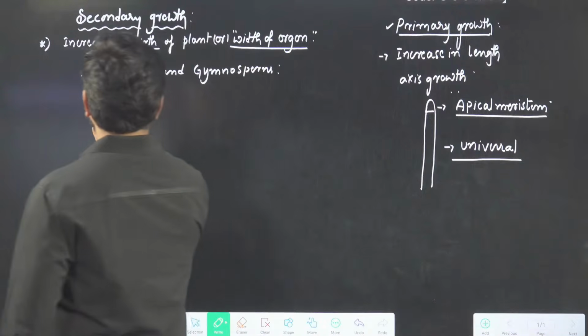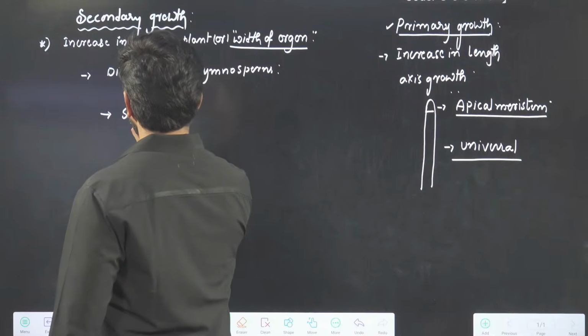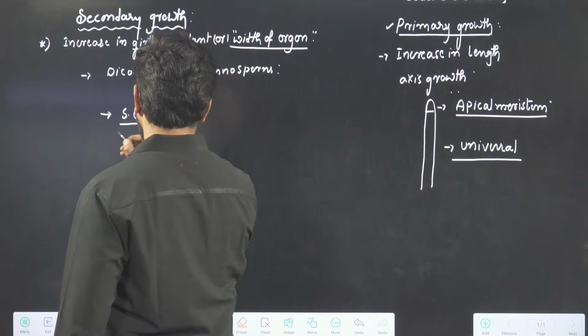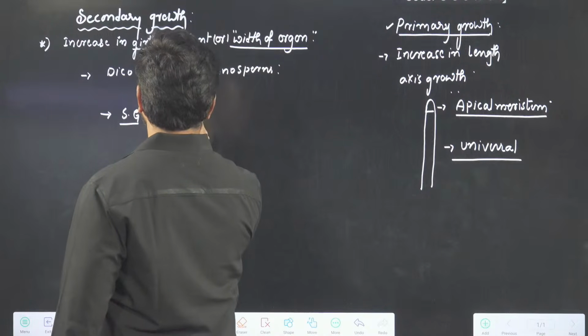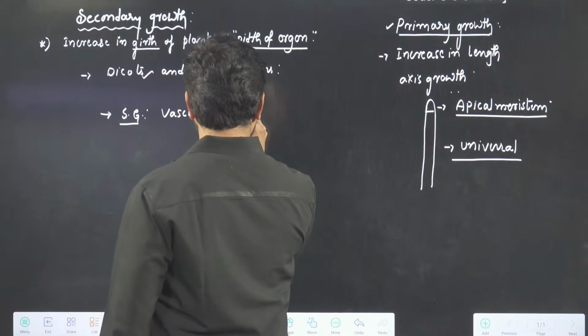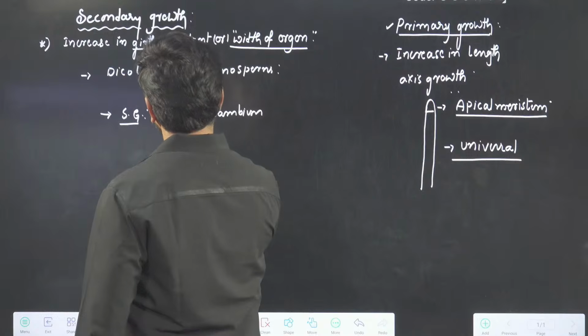Next, in dicots, observe that secondary growth is due to two types of meristem. One is called vascular cambium. Vascular cambium. Next one, cork cambium.